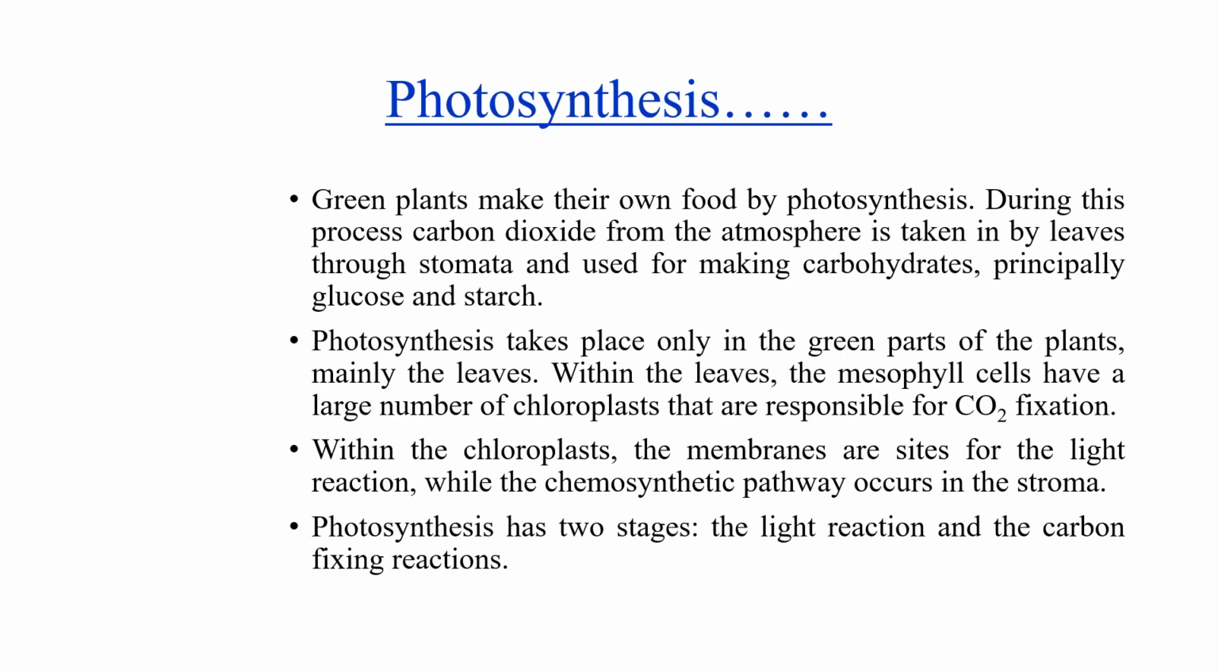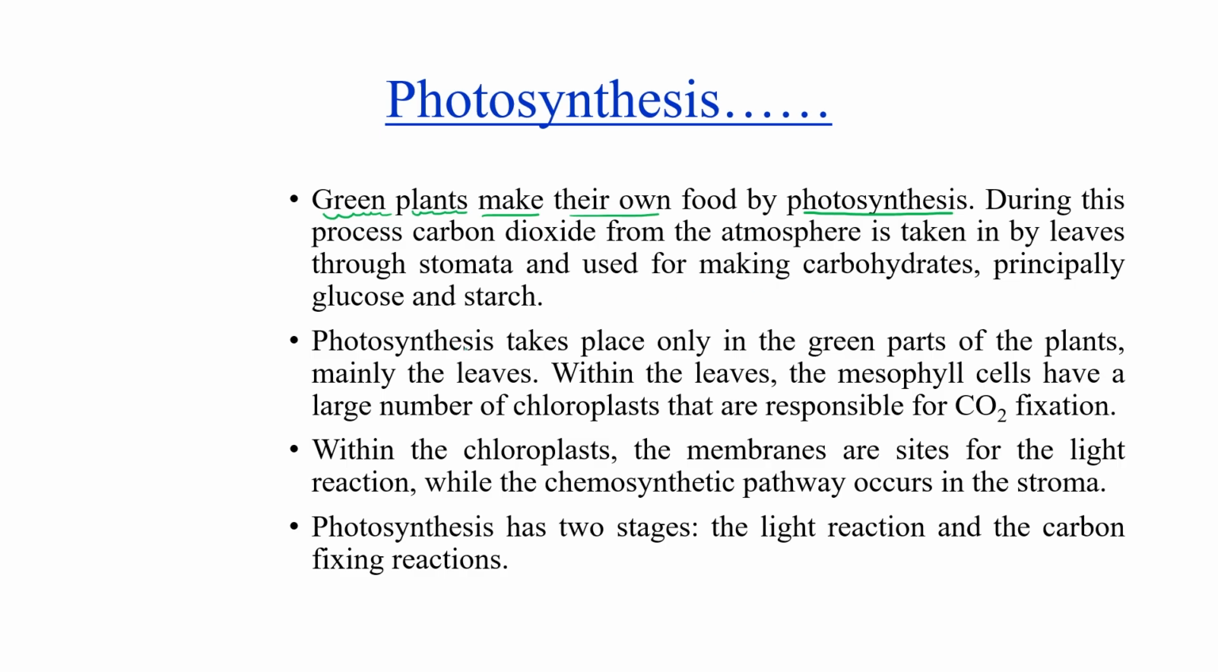So, in part 1, we have already discussed photosynthesis. So, what is photosynthesis? It is a process by which green plants make their own food. During this process, carbon dioxide from the atmosphere is taken up by the leaves through stomata and used for making carbohydrate, primarily glucose or starch.